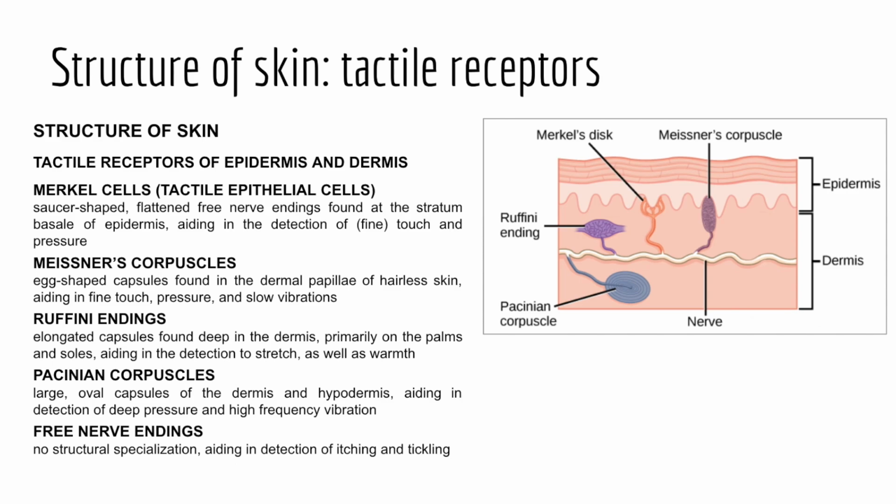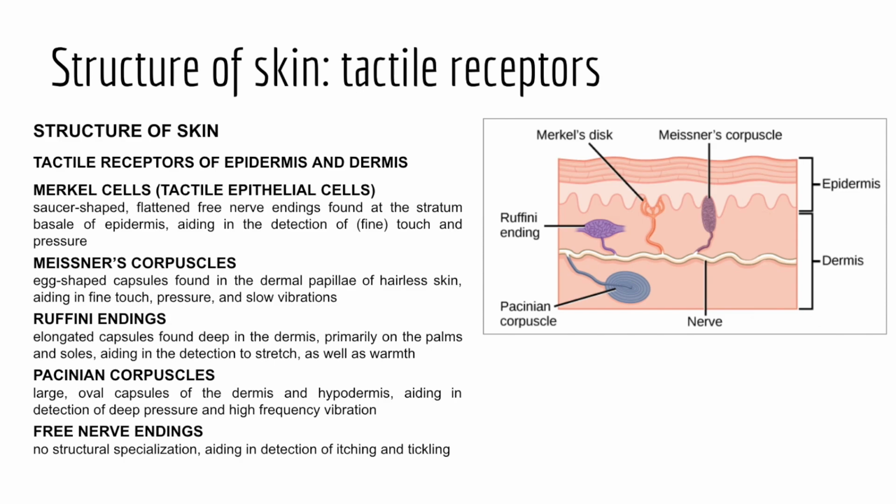Then we have our Pacinian corpuscles. Sometimes these are called lamellated corpuscles. These are large oval capsules that are widely distributed throughout the body in the dermis and subcutaneous layers that determine deep pressure and high frequency vibration. And lastly, we have free nerve endings that lack structural specialization, yet support sensing things like itching and tickling.